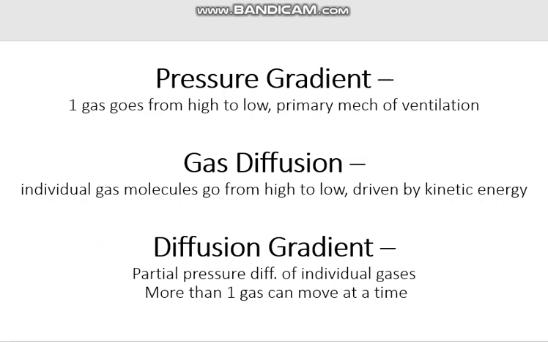In the pressure gradient, one gas goes from high to low. This is the primary mechanism of ventilation. In gas diffusion, the individual gas molecules go from high to low and are driven by kinetic energy. A diffusion gradient is operated by the partial pressure differences of individual gases. Here, more than one gas can move at a time.